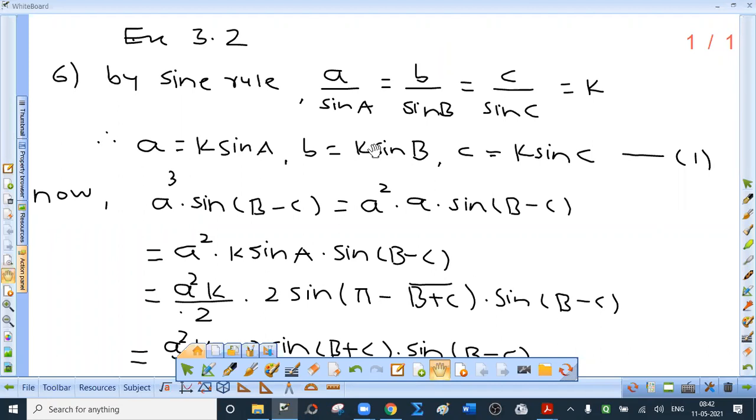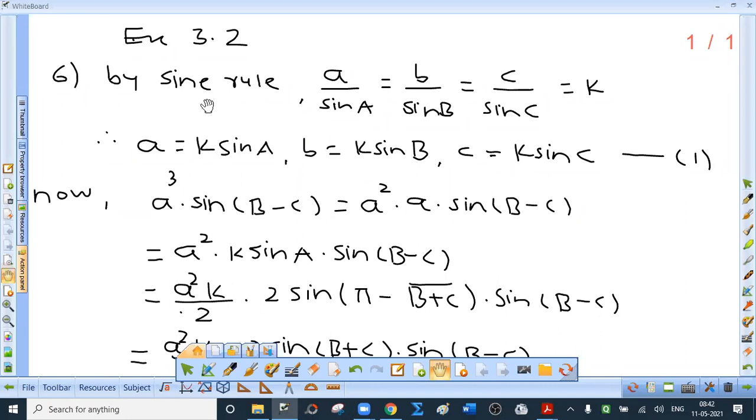What do you mean by cyclic changes? Replace a by b, b by c and c by a, both small and capital, right? So in such cases, it is sufficient to simplify any one part, preferably the first one. Remaining two can be obtained by making cyclic changes.